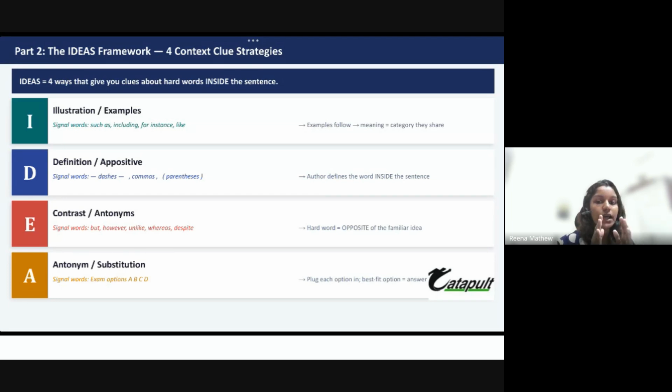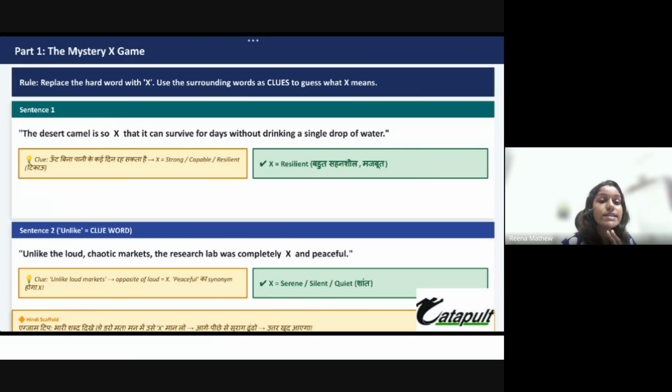So sometimes in passages, word meaning will be contained inside either dashes or commas, or parentheses, that is brackets mein, and the definition of the word will be included. I'll show you the examples. Okay, you'll understand that. Then we have contrast or antonyms. Okay, that is something we've already learned. Okay, in the previous example, what was a contrast word? In the second sentence, contrast word kya hai? Unlike the loud and chaotic, the opposite is calm and peaceful. So contrast word kya hai second sentence mein?